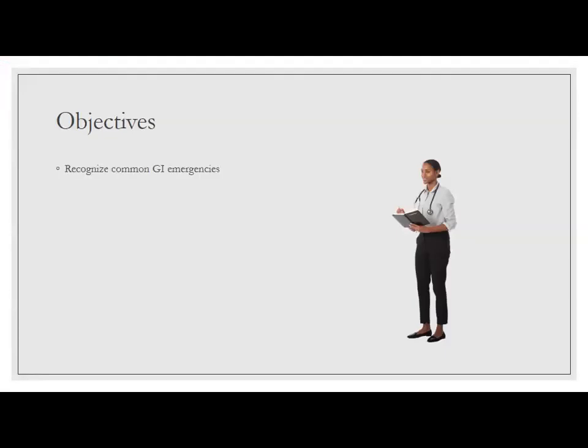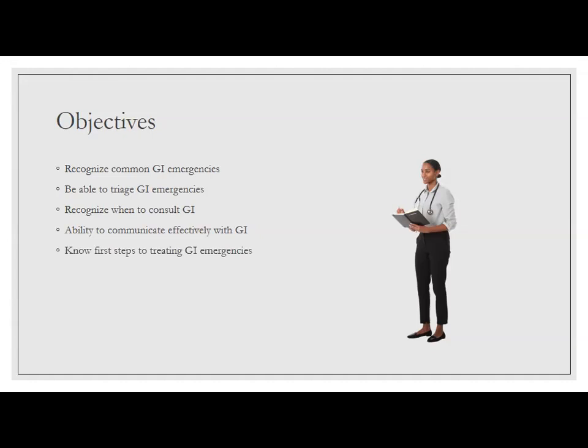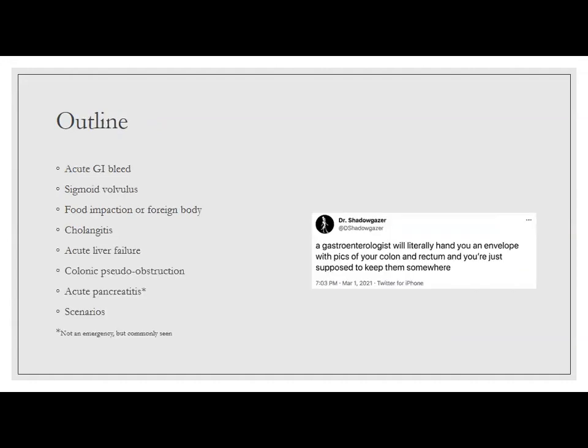So we have some objectives for the hour today. I want you to be able to recognize common GI emergencies, be able to triage them, recognize when to call GI, how to communicate with them effectively, and know the first steps to treating GI emergencies. This is a general outline of some of the things we're going to cover today, like acute GI bleed, sigmoid volvulus, food impaction. We'll talk about acute pancreatitis. That's not technically an emergency, but it's something we commonly see. So these will be the topics.